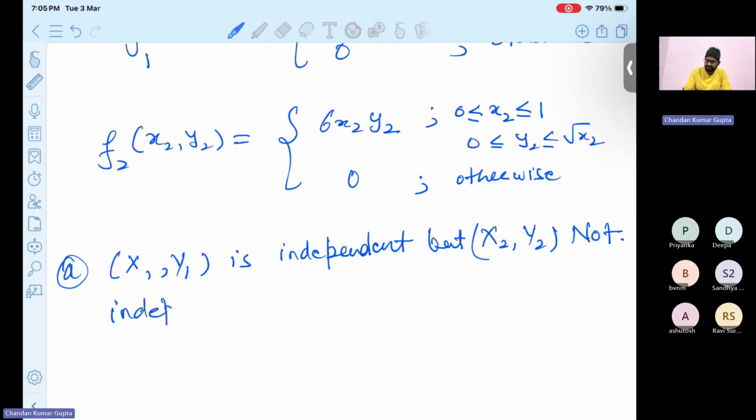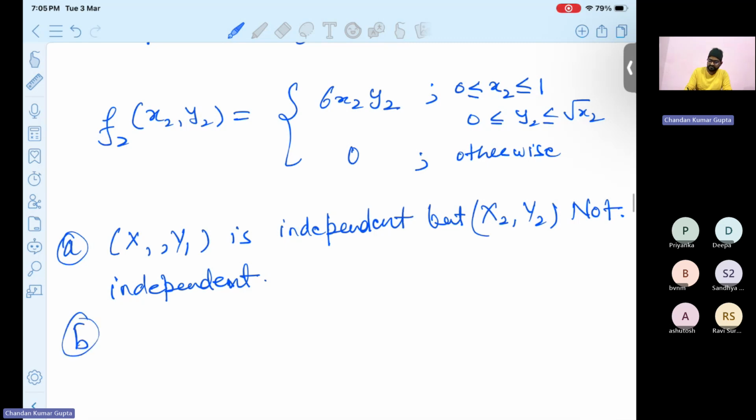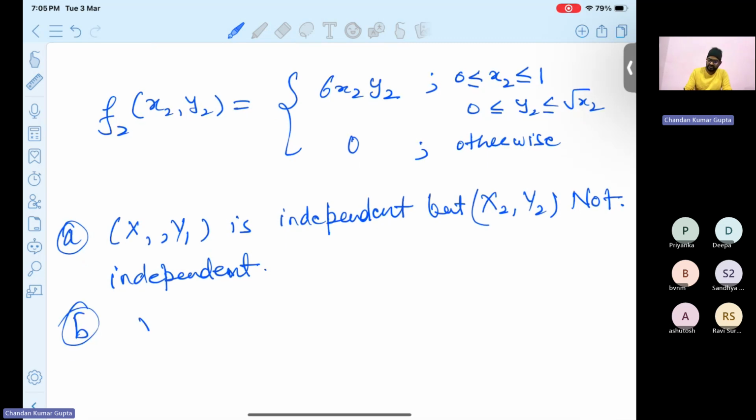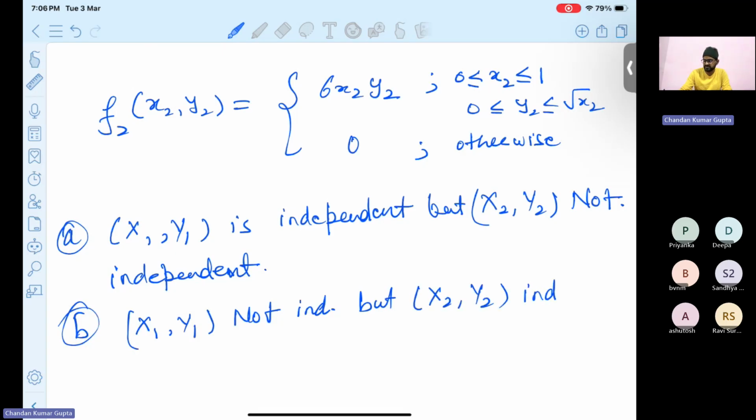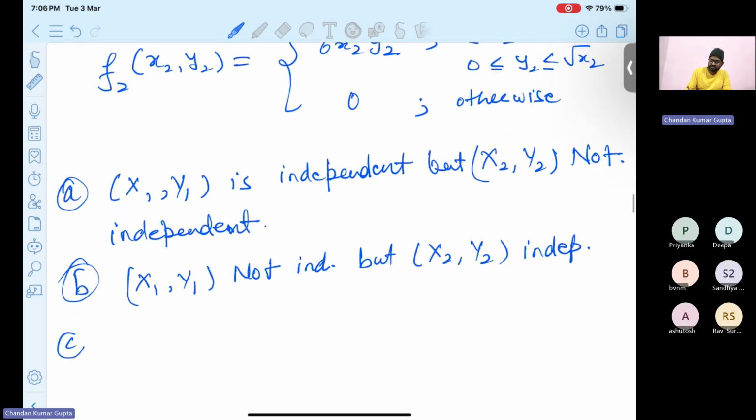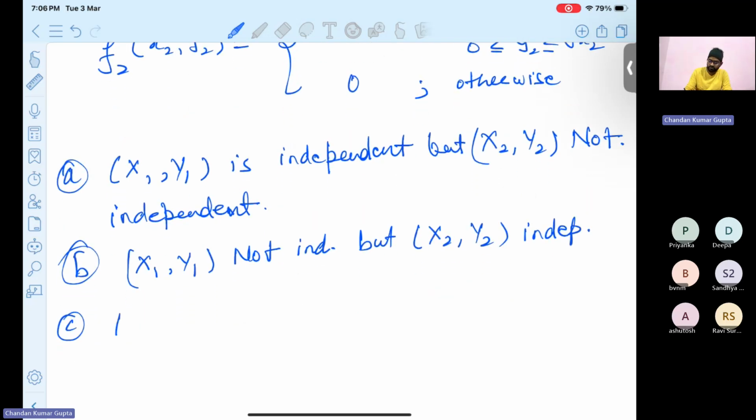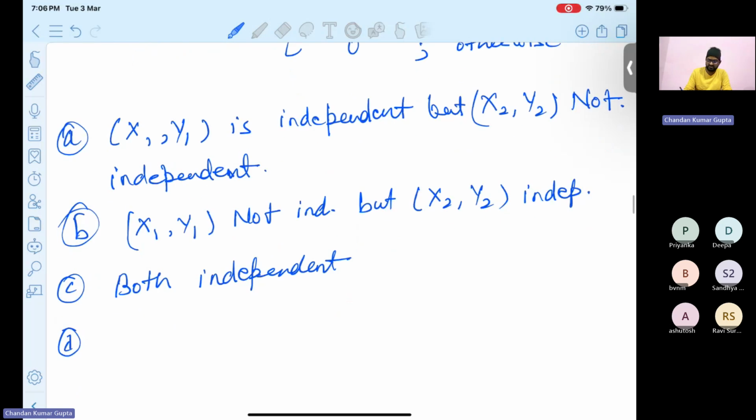Let me write. The second one is x1, y1 not independent, but x2, y2 independent. The third one is both independent, and obviously the last one is both not independent.